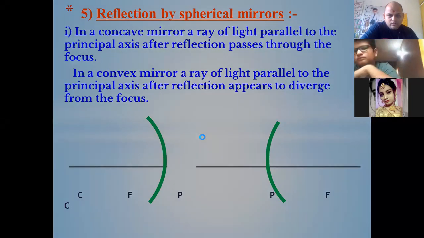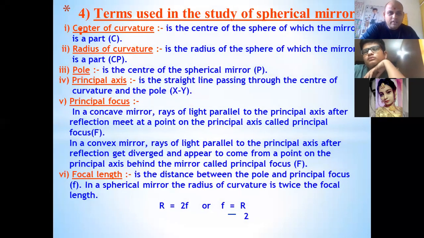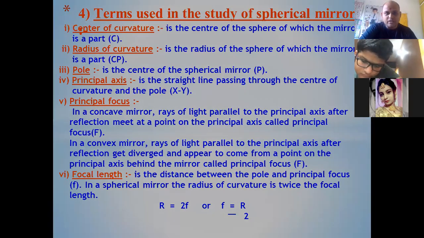Okay, so important terms used in the study of spherical mirrors. We have done this one, right? Center of curvature, radius of curvature, pole, principal axis, principal focus, focal length. Everybody remembers them, right? You have to memorize them. These are very important terms, and you should be able to recall each and every term at your fingertips, है ना? It should be that clear. If you have this much clear, the rest of the chapter and actually the rest of the entire physics is very easy, right? So let's go ahead.